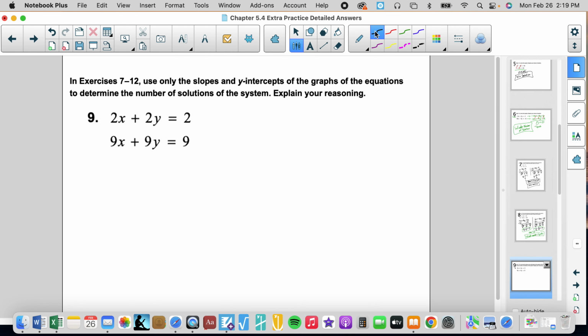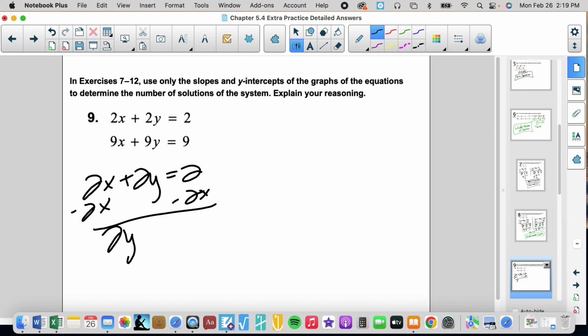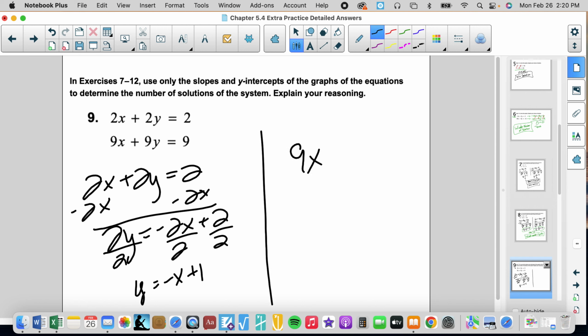Let's take this, 2x plus 2y equals 2, minus 2x, minus 2x. 2y equals negative 2x plus 2. Divide by 2. We get y equals negative x plus 1. 9x plus 9y equals 9. We should already see what's going to happen.